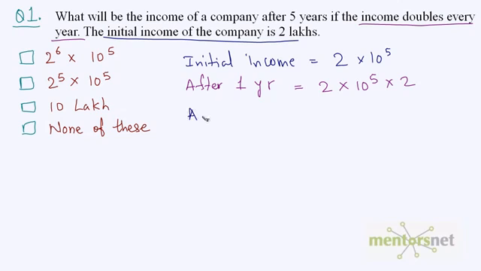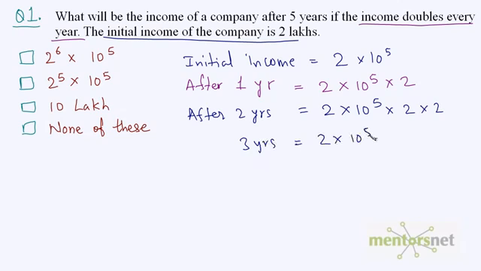Then after 2 years, the income of the previous year will be multiplied by 2. After again 1 year, it will be 2 into 10 raised to power 5 into 2 into 2. Now after 3 years, it will be 2 times 10 raised to power 5 times 2 times 2 again times 2, because it doubles after every 1 year.